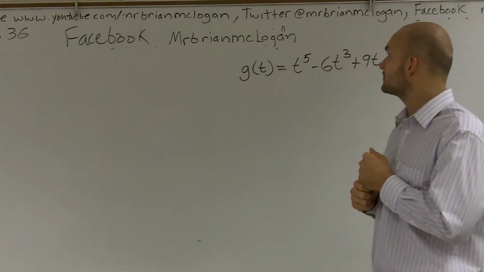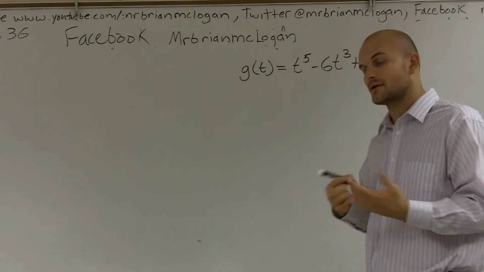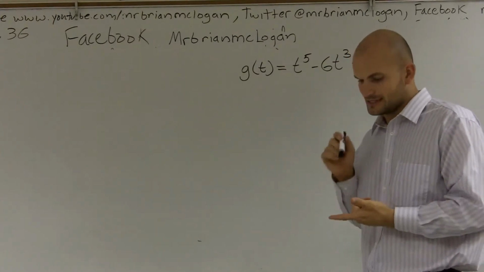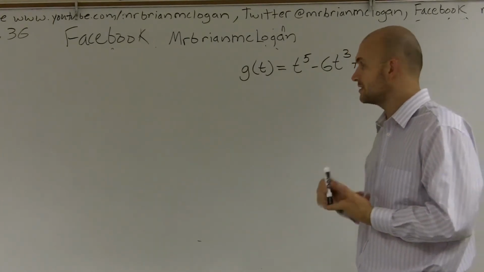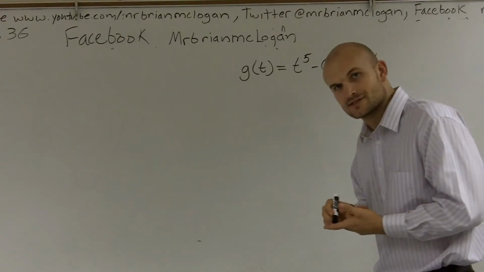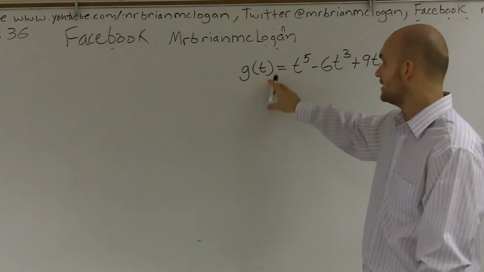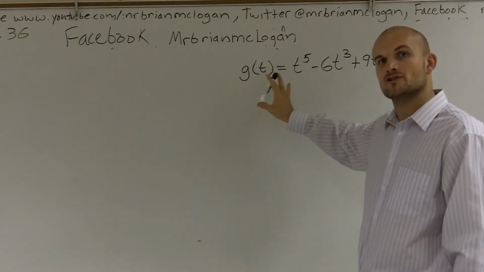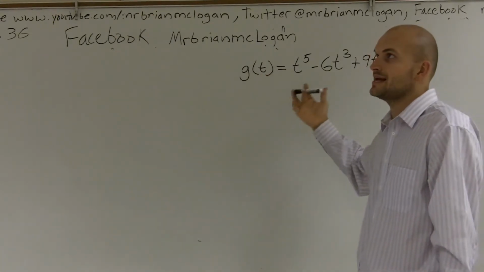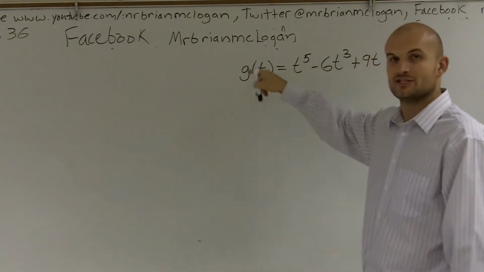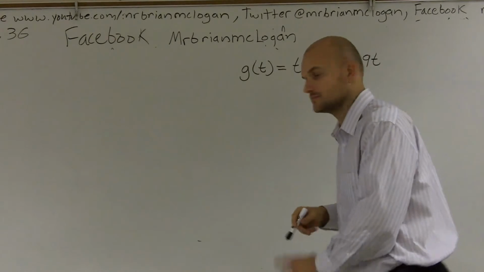Well, let's first start out finding the zeros. And remember, guys, the zeros are the same thing as the roots, the same thing as the x-intercepts. They all mean the exact same thing. What we're trying to do is find out when the output value of our function is 0. So in finding the zeros, we want to find the values of t that make g of t 0.